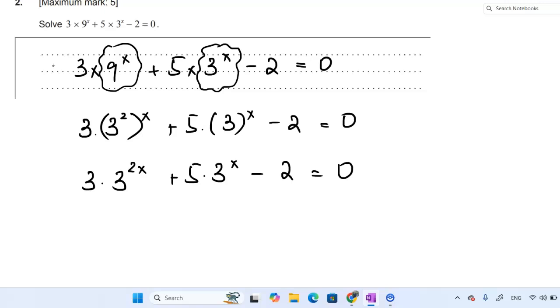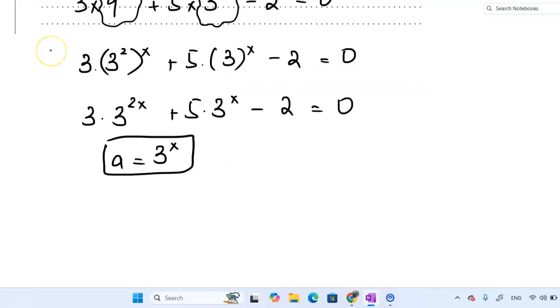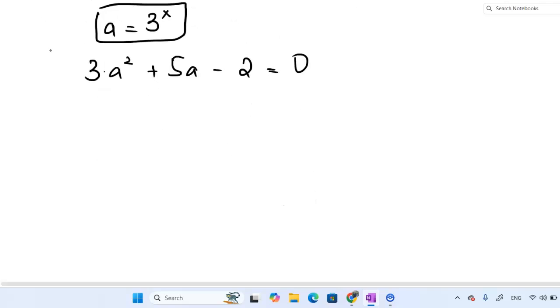Now what we can do is assume that a is equal to 3 to the power of x. After this assumption, my equation is going to change. The way it changes, it becomes 3a squared plus 5a minus 2 is equal to 0. Because that's a paper 1 question, I have multiple ways to solve it. One of them could be quadratic. The second approach that I can use is middle term breaking. So I'll go with middle term because that's way easier.